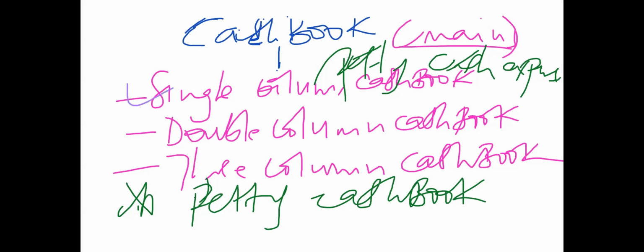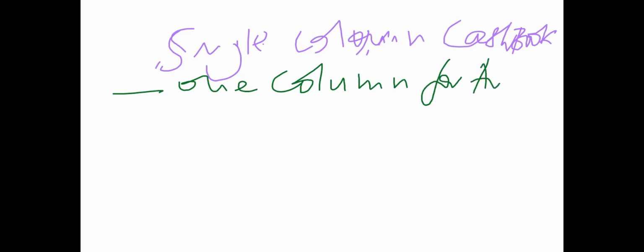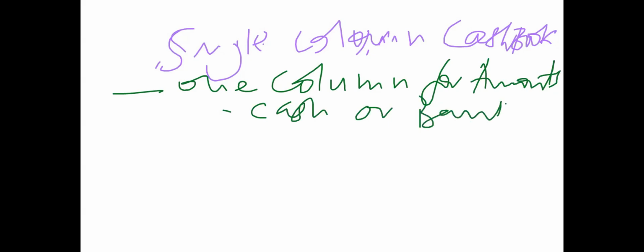Now, for the single column, it's the type of cash book that has only one column for amounts. If you look at that single column, we shall see the single column cash book. The identifying feature is that it has one column for amounts. You can either have a cash column or a bank column, but you can't have both.